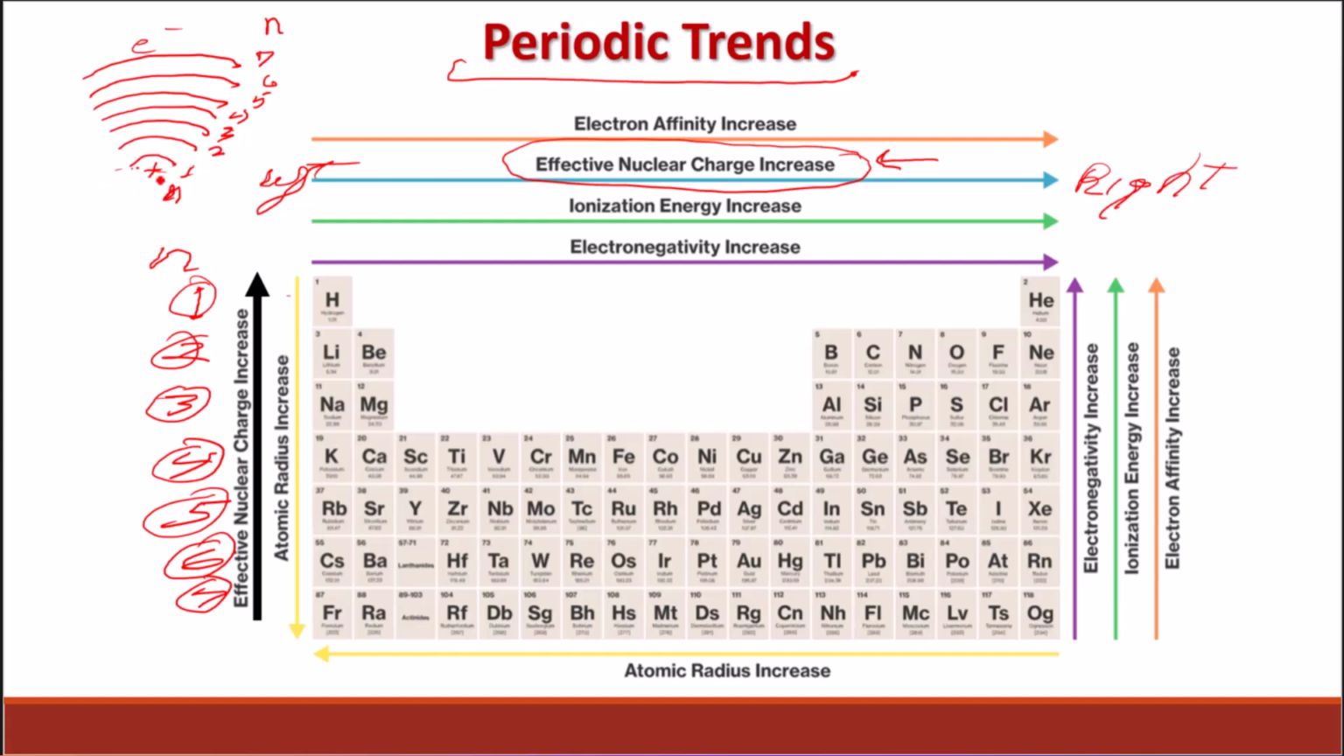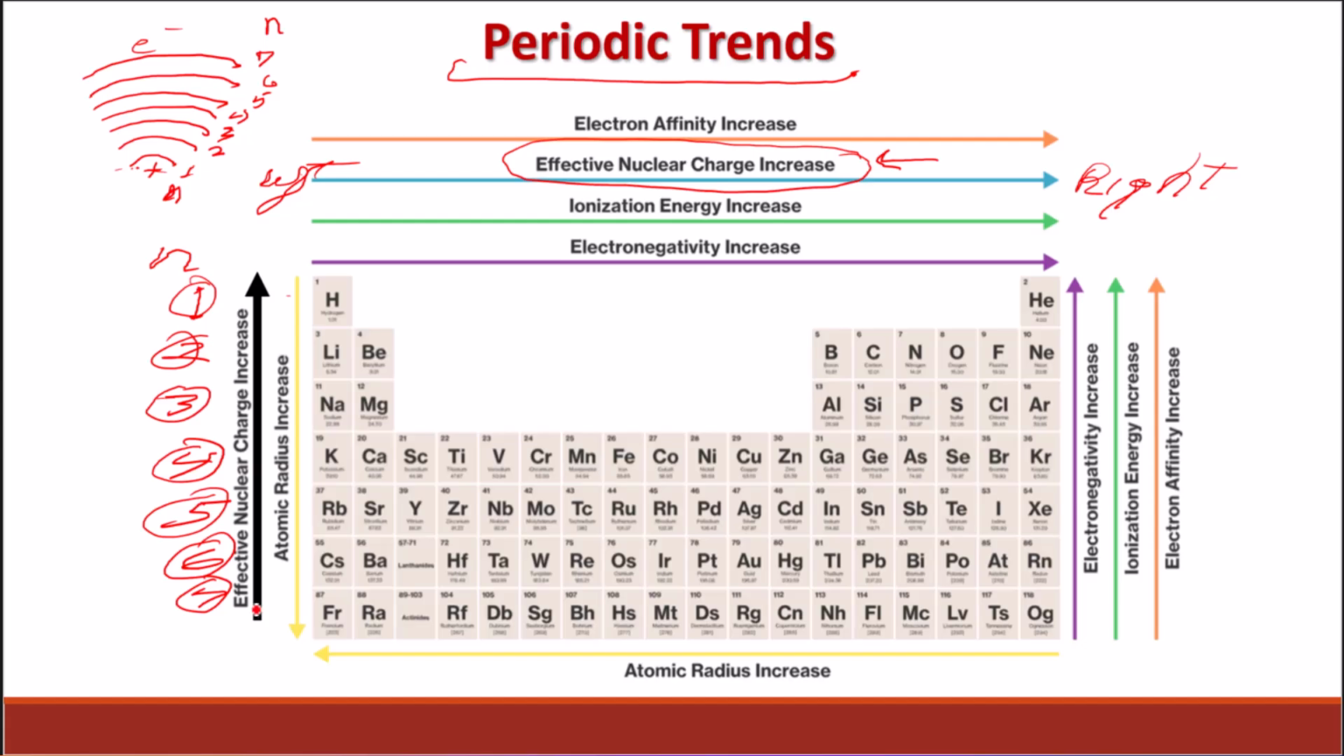And yes, there would be a lot of protons in the nucleus, but they're not feeling a lot of love from the nucleus in the form of positive charge, because all these electrons are in the way. They are shielding the outer shell electrons. So as you go down the periodic table, the atomic radius increases and the effective nuclear charge decreases.